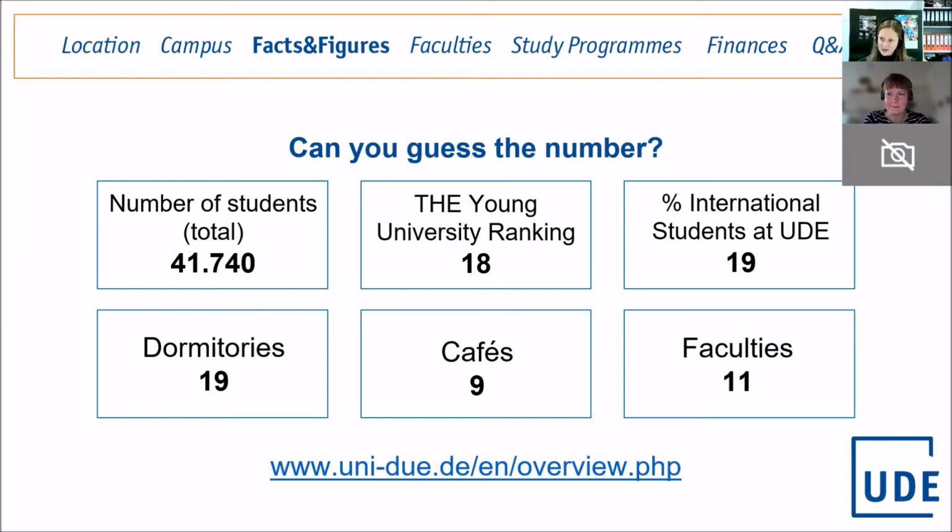There are 19 dormitories. The dormitories, though, are run by a student services organization. They're not run by the university itself. There's a student services organization called Studierendenwerk, and they run the dormitories, but they also service other universities in the area. So they're not exclusively for our university, but there are 19 that students from the UDE could apply to.